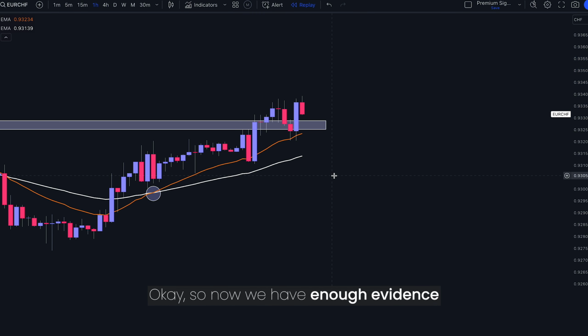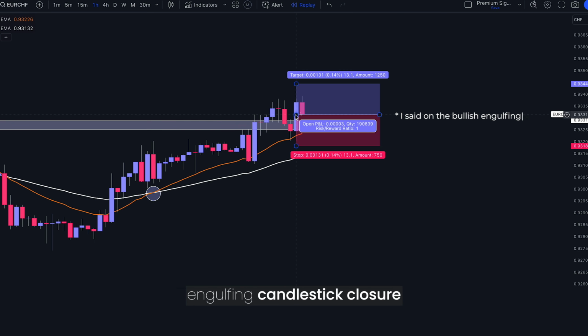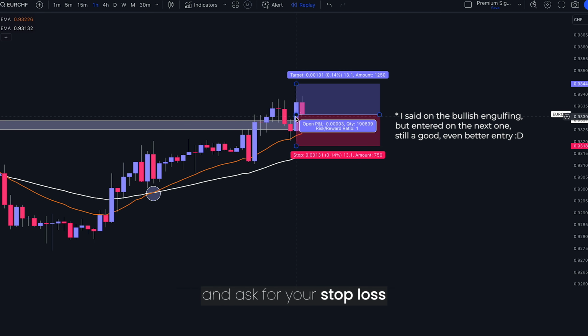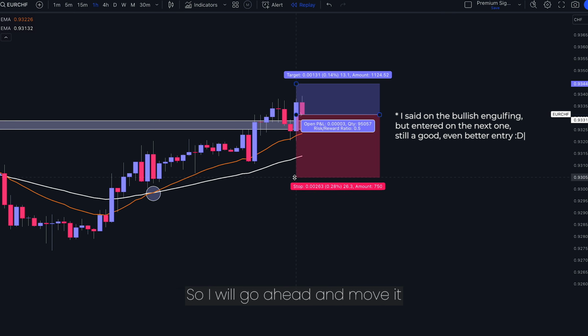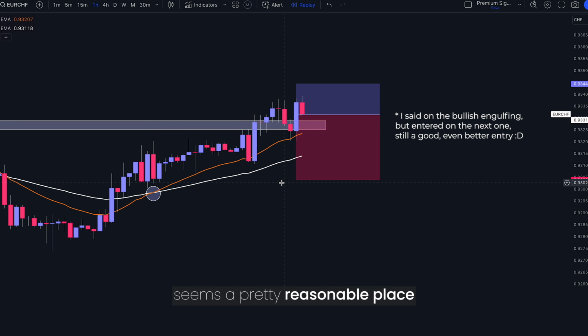Okay, so now we have enough evidence that the bullish momentum is strong and likely to continue pushing this market higher. So what we can do is to enter on this bullish engulfing candlestick closure. And as for your stop loss, ideally you want to be covered by both exponential moving averages. So I will go ahead and move it just like that. It seems a pretty reasonable place to place your stop loss.